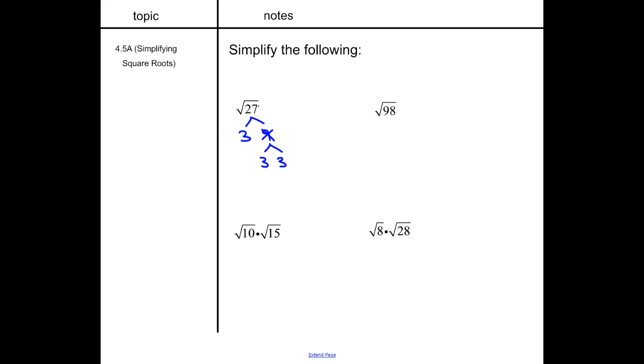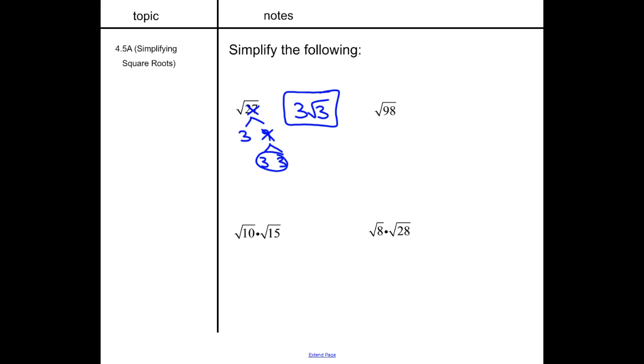I'm going to cross out 9, and I'm going to cross out 27 to make sure I realize I've used those, I've split those up. Now we have to look for pairs. So pairs here. So really we have 3 times 3. Now what we can do is we can bring that 3 out front to make it 3 times the square root of 3. That is our simplified version of this.